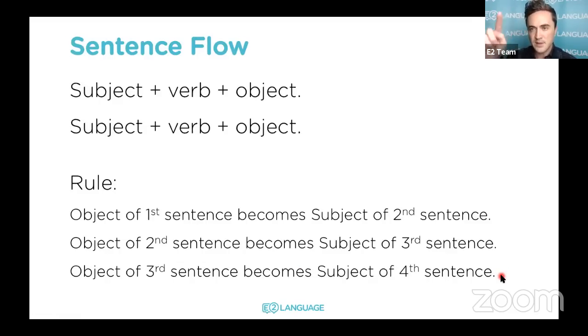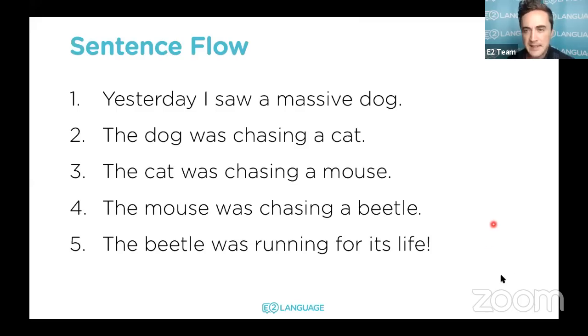This is how you construct logical flowing paragraphs, because the information that's in the object of the first sentence then moves and becomes the information in the subject of the following sentence, and the object of that sentence goes into the subject of the next sentence. This is how ideas move from one to the other, okay? Here's a very simple example. Of course, in the PTE, it won't be this simple, but this is what I mean here.